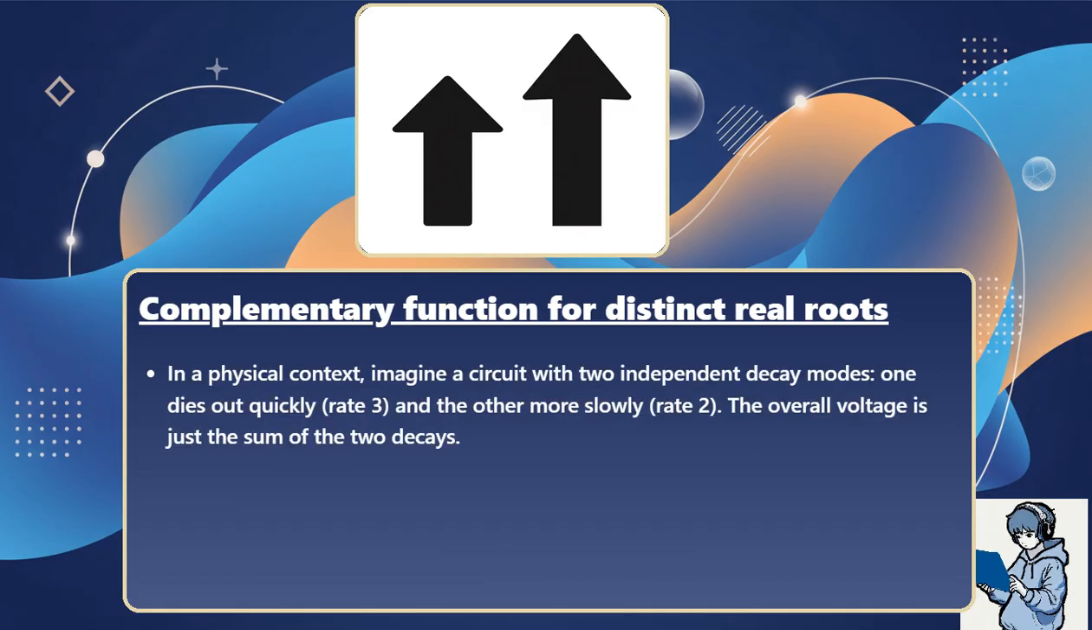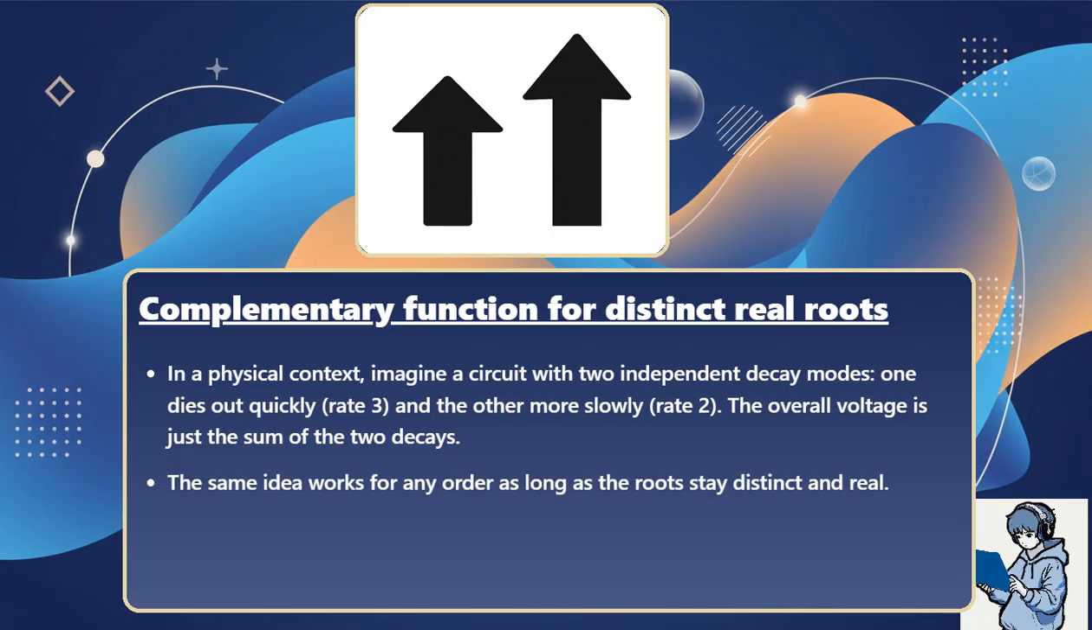In a physical context, imagine a circuit with two independent decay modes. One dies out quickly at rate 3 and the other more slowly at rate 2. The overall voltage is just the sum of the two decays. The same idea works for any order as long as the roots stay distinct and real.